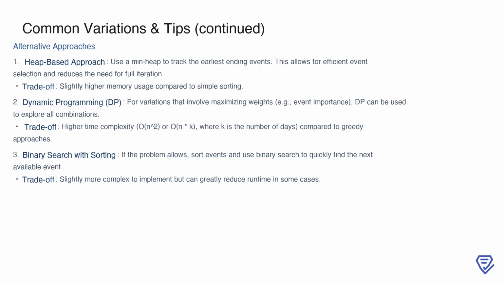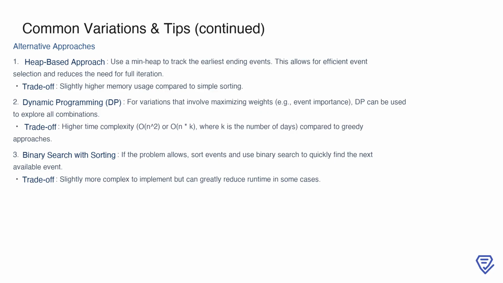There are also alternative approaches worth considering for this problem. One of the most effective methods is the heap-based approach, where a min-heap is used to track the earliest ending events. This enables efficient event selection and minimizes the need for full iteration. However, the trade-off is slightly higher memory usage compared to simpler sorting techniques.